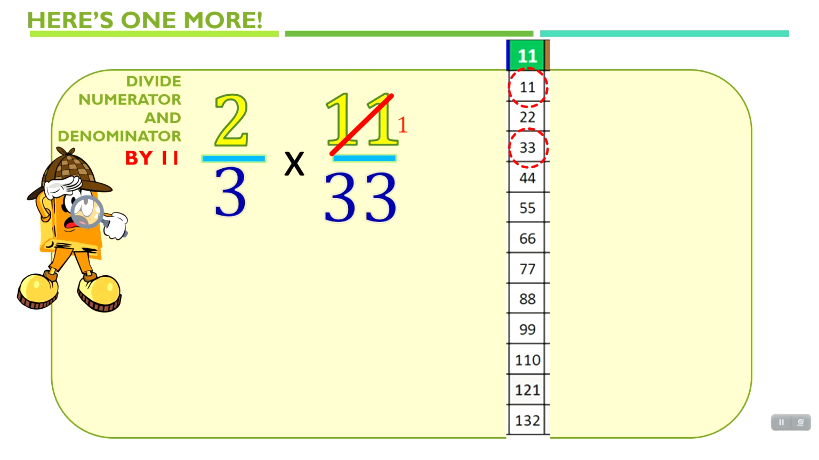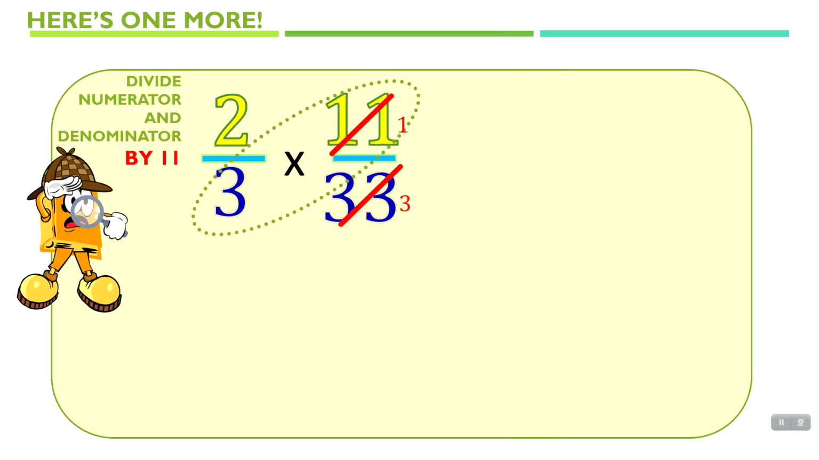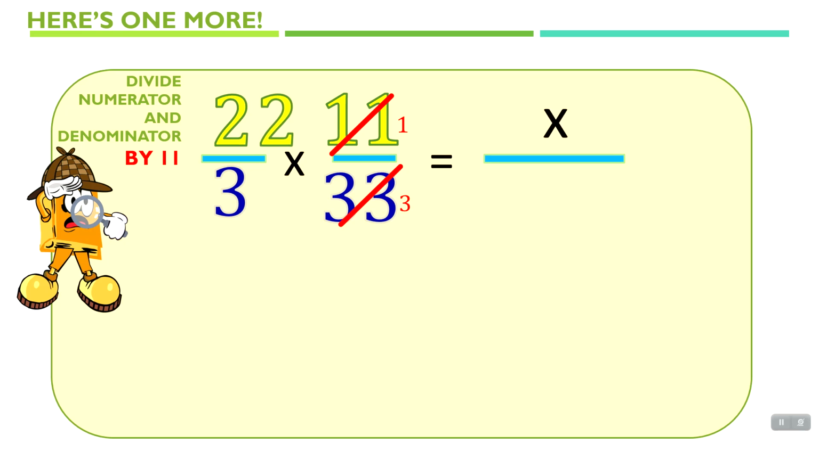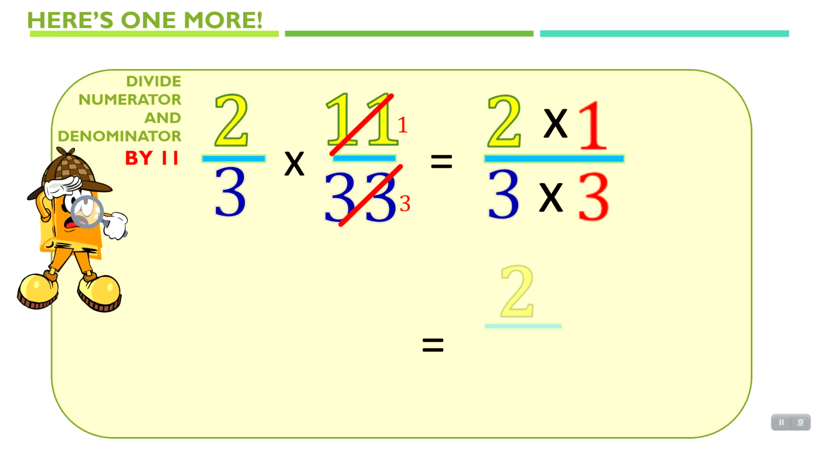11 divided by 11 gives us 1. 33 divided by 11 is 3. Let's check diagonally. 1 and 3 can't be reduced. 2 and 3 cannot be reduced. And so we multiply numerators, 2 times 1, and we multiply the denominators, 3 times 3. So our answer is 2 over 9 in lowest terms.